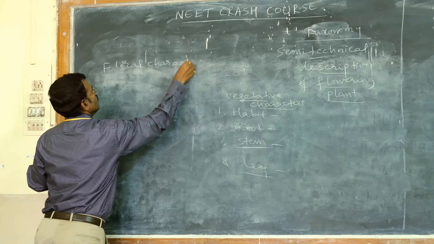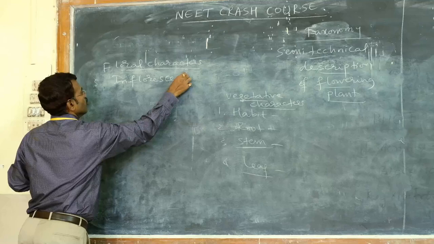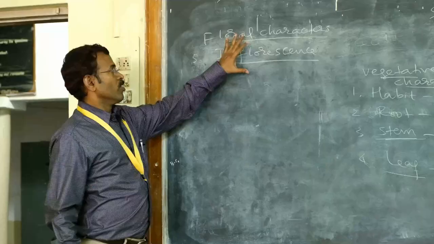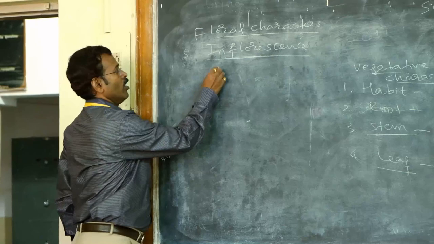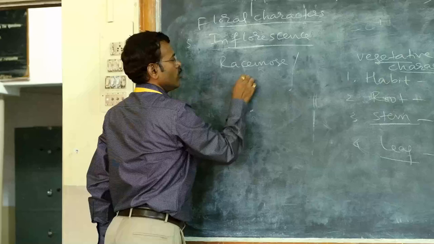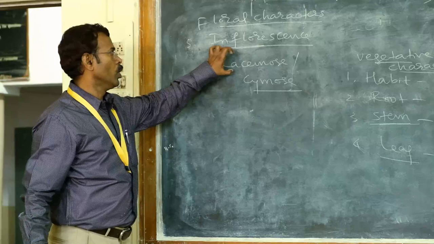In the floral characters, first we have to write about inflorescence. As you know, for inflorescence we have to mention either racemose inflorescence or cymose inflorescence present in that plant. In some cases, a special type of inflorescence is also there. What specific type of inflorescence is present in the plant, that we have to mention. The next is flower.